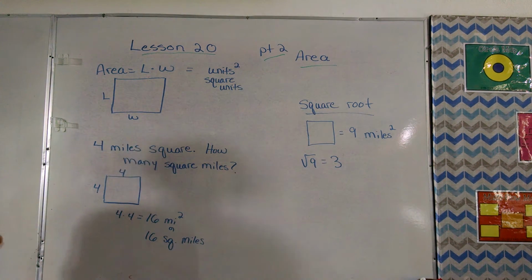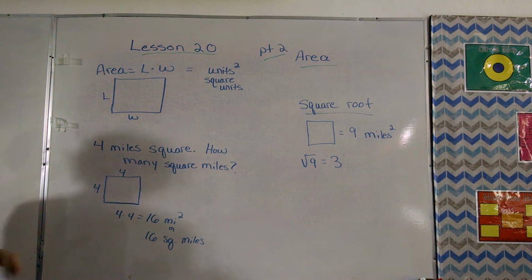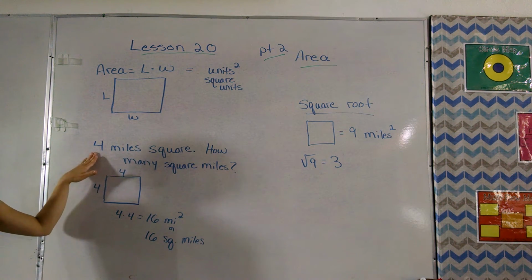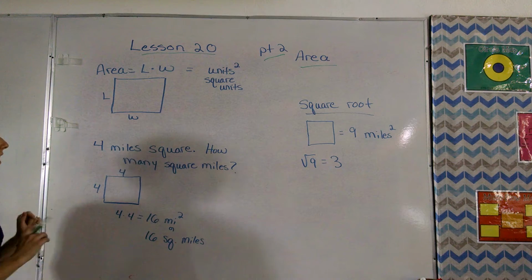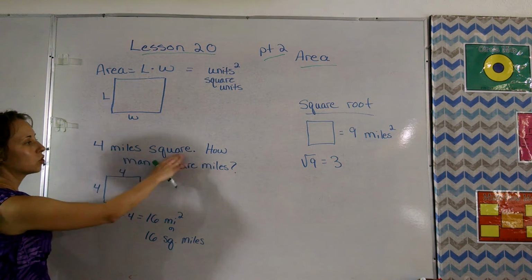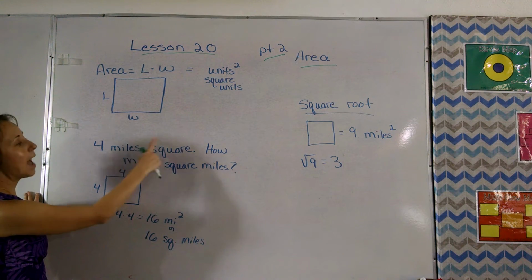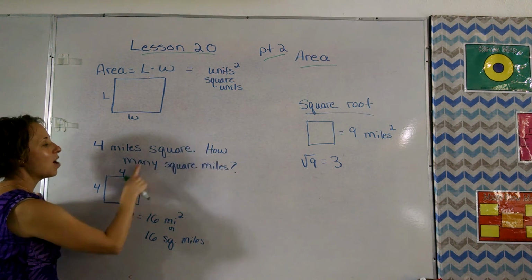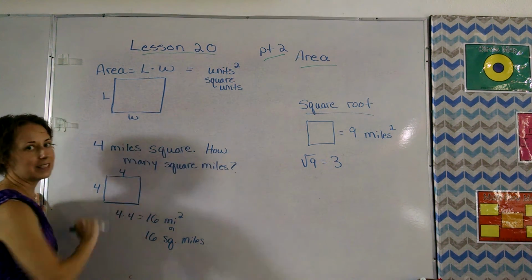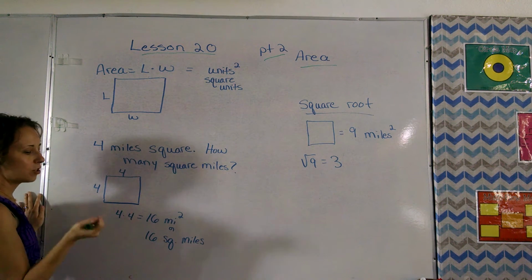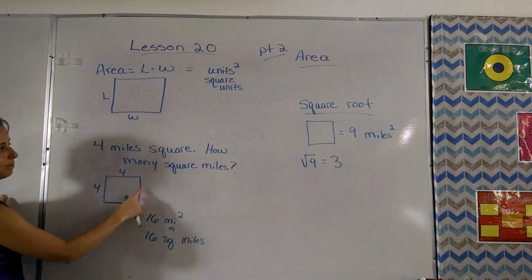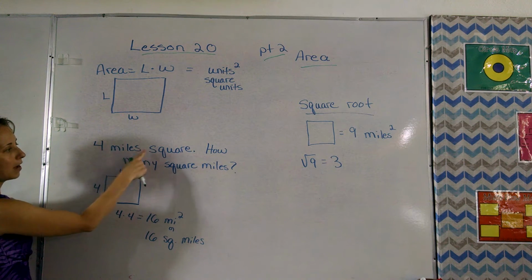Let's look at this problem. This is a different way of wording it, and I want you to see it. We have a piece of land, say, that is 4 miles square. That means it's 4 miles on one side, and it is a square. How many square miles is it? Let's draw a picture to help wrap our heads around it. Here's our square. It is 4 miles square.